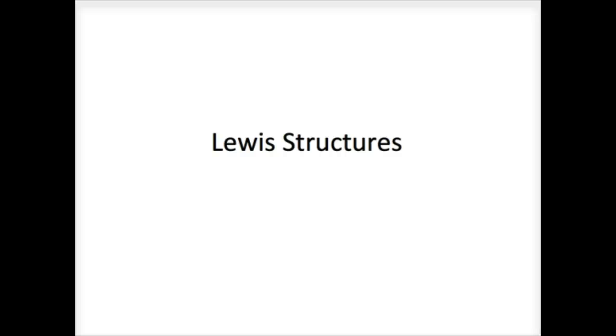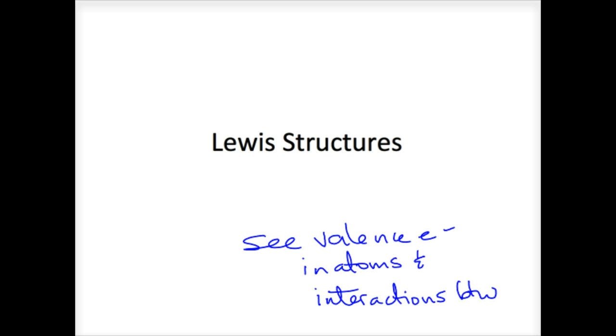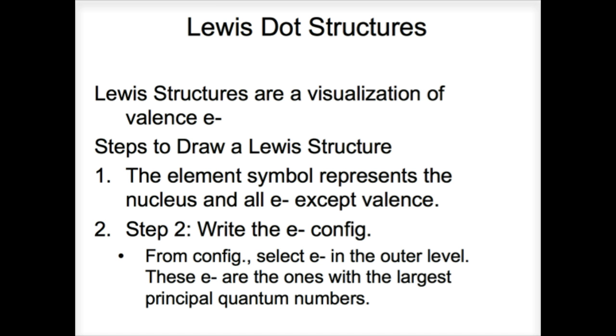Lewis structures are all about visualization of valence electrons, seeing them in both atoms and the interactions between atoms, because it's those interactions that allow us to visually see what's going on with the electrons in our different types of bonds. So when we deal with individual atoms, remember that there's a couple of steps. You have to recognize the symbol, you have to recognize the electron configuration.